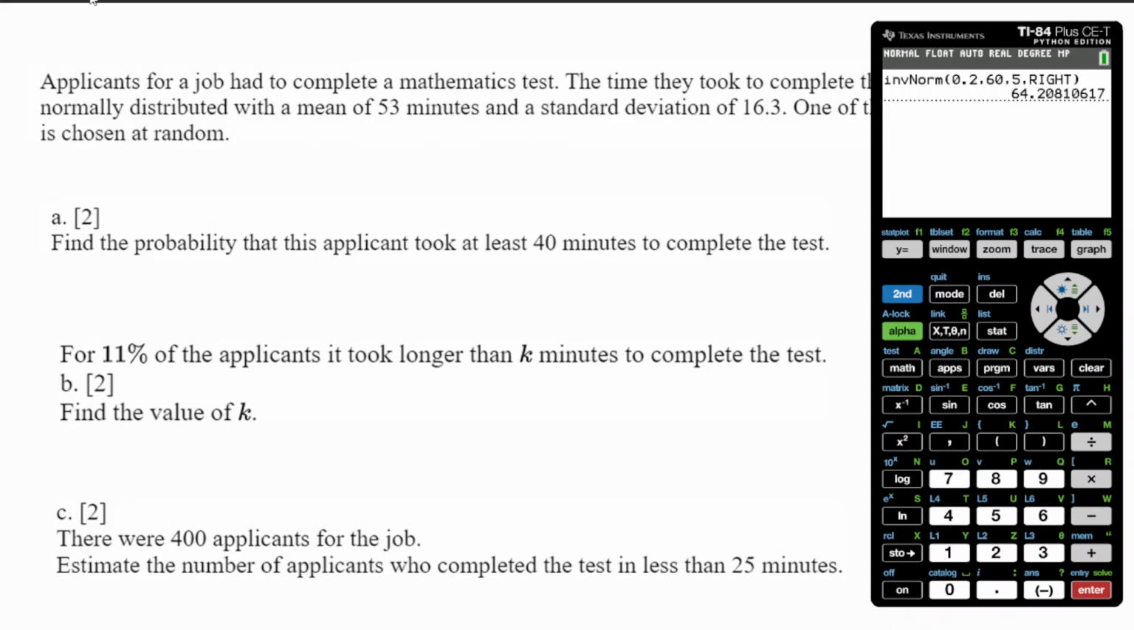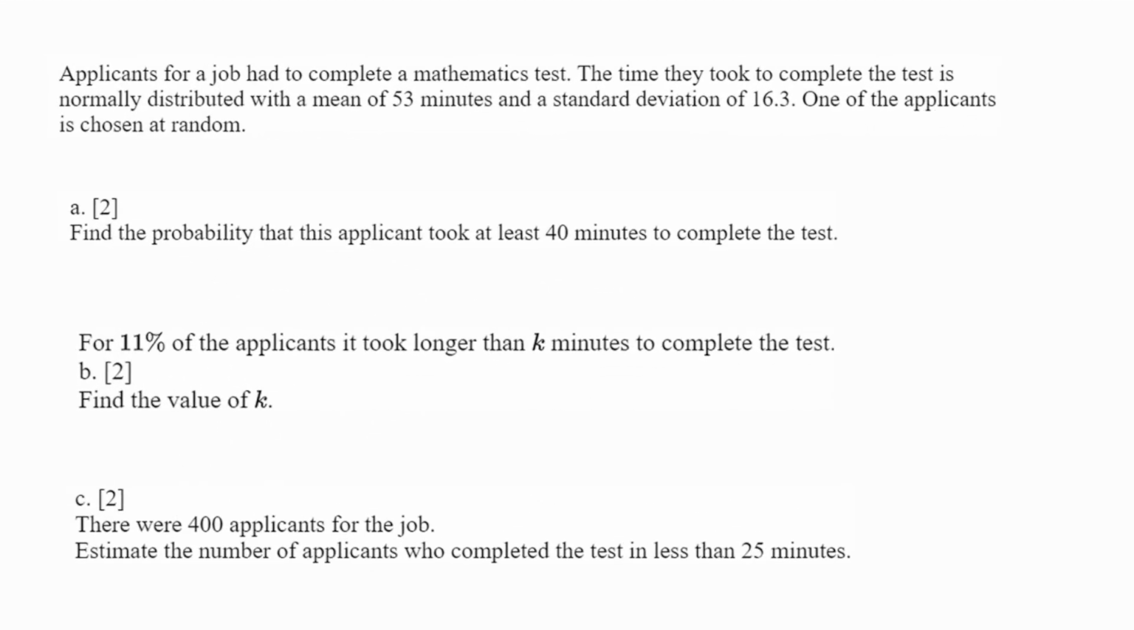Okay, I'm going to now do an exam question. So I'll just show you the question. Applicants for a job had to complete a mathematics test. The time they took to complete the test is normally distributed with a mean of 53 minutes and a standard deviation of 16.3. One of the applicants is chosen at random. Find the probability that this applicant took at least 40 minutes.